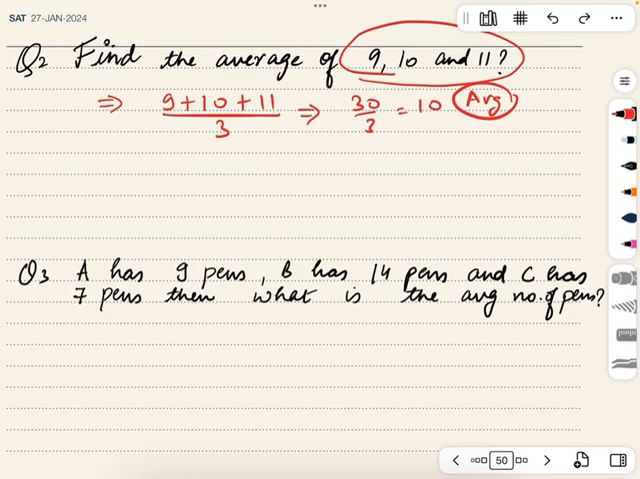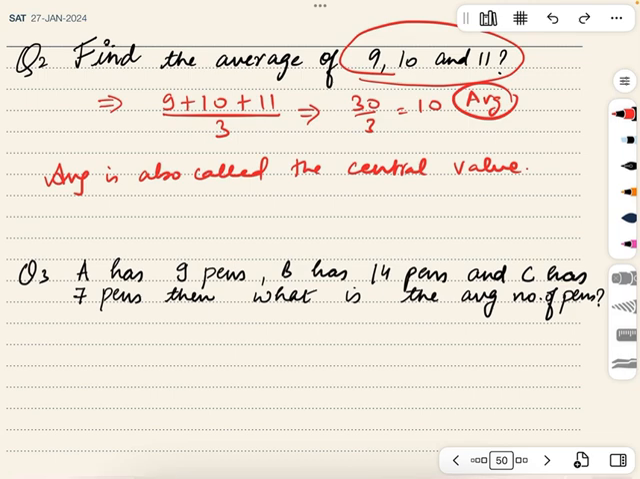So what I can say is, average is also called the central value. That means every entity is close to this value. Okay, this is also a way of discussing averages.